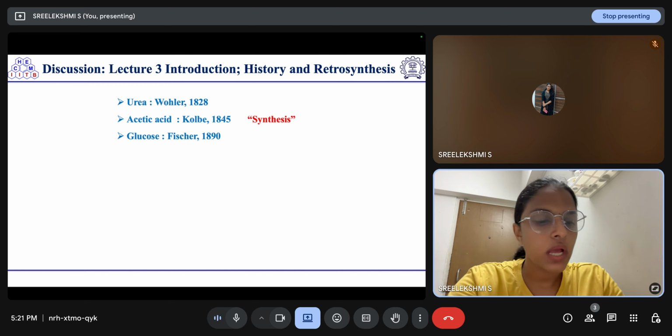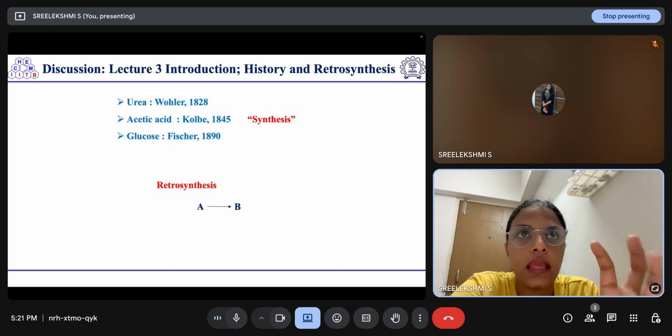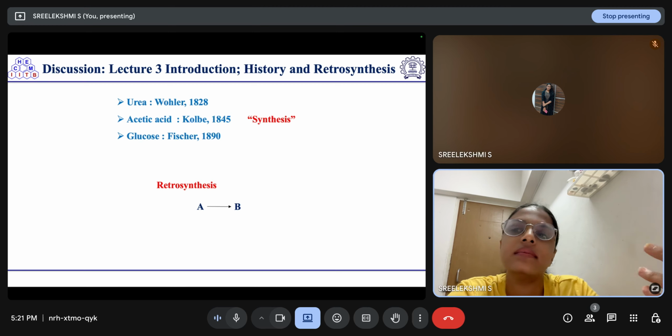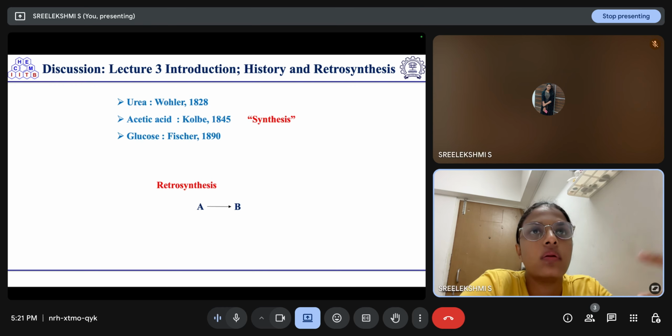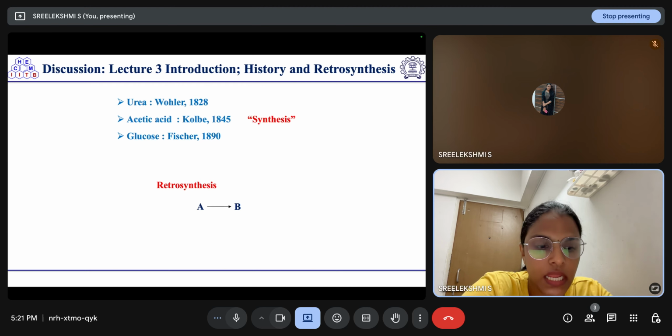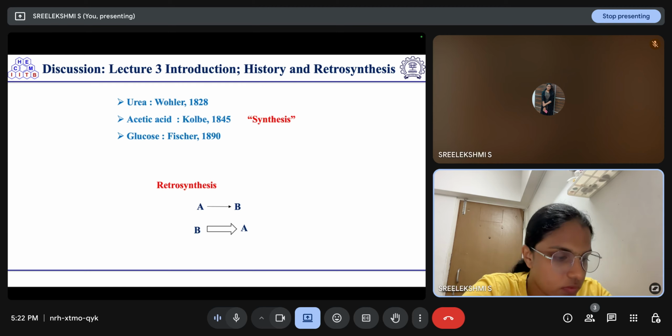Now coming to retrosynthesis. If we have a starting material A and we are synthesizing a product B, that is forward synthesis, or simply synthesis. So A to B is synthesis. Retrosynthesis means the reverse of the synthesis. We are planning the synthesis of B from A or from whatever starting material is possible. Firstly, we select the target molecule, and then we decide which starting material can be used to get this target molecule. That is retrosynthesis.